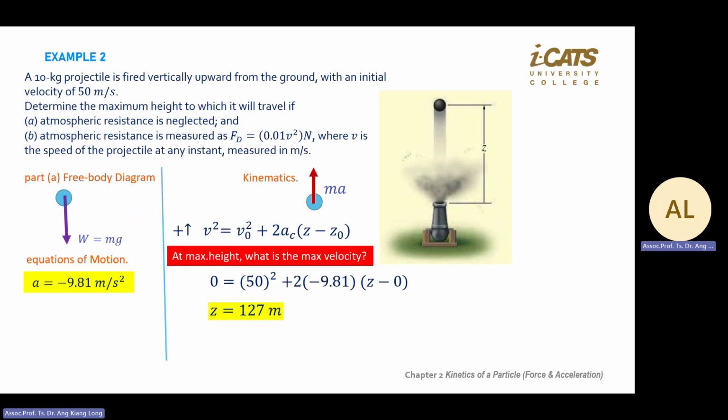Basically, it's 3 steps only. First, draw the diagram. Second, apply F equal to ma. The third step, solve the unknown. And then tell me the direction. And that's it. It's chapter 2. We always repeat these 3 steps.